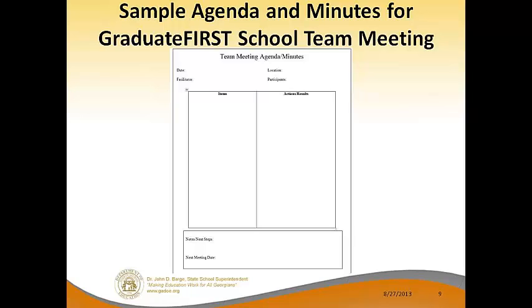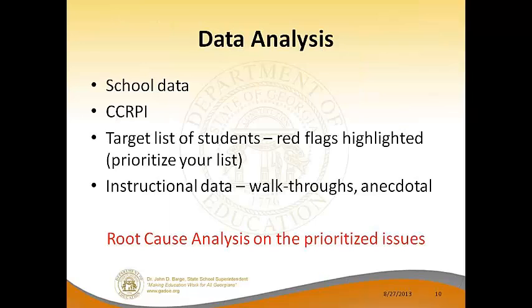So in the school team meetings, one of the first things that needs to be done is for the school to analyze the data. And the data being any school data that the school has that's pertinent to what issues need to be addressed, CCRPI data, any data that has to do with any kind of instructional data. You may have something from walkthroughs or just some anecdotal data that you as a team can discuss.